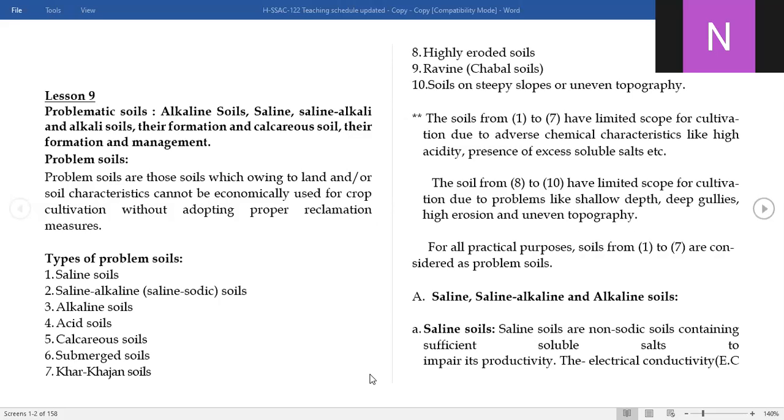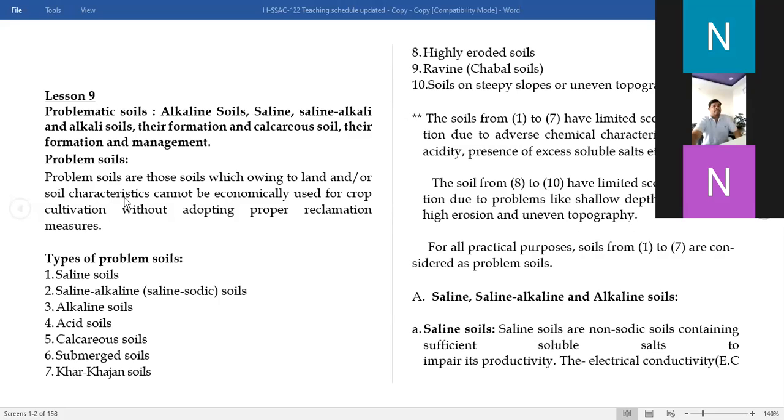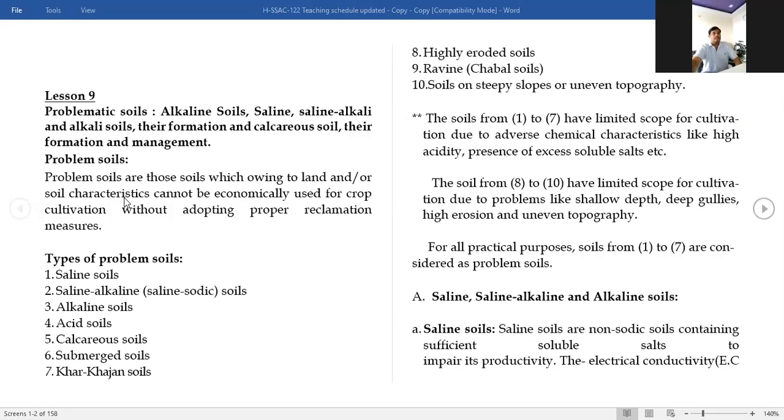Let you know first, what do you mean by problem soil? Problem soils are those soils which cannot be used for cultivation without adopting proper reclaiming measures. So these problematic soils, owing to land or soil characteristics, cannot be used economically for crop production without adopting proper reclaiming measures. This is the proper definition of problematic soils.